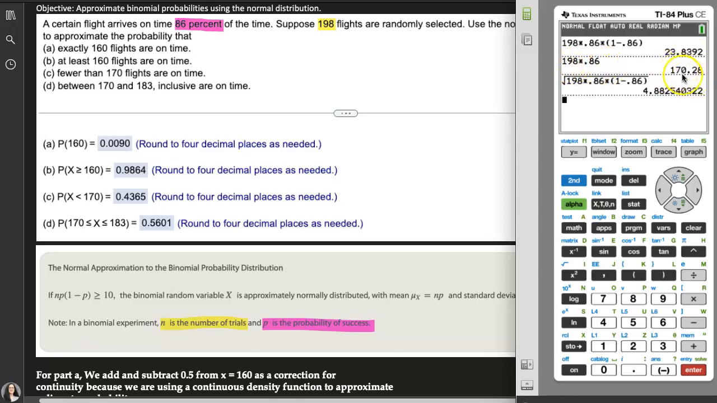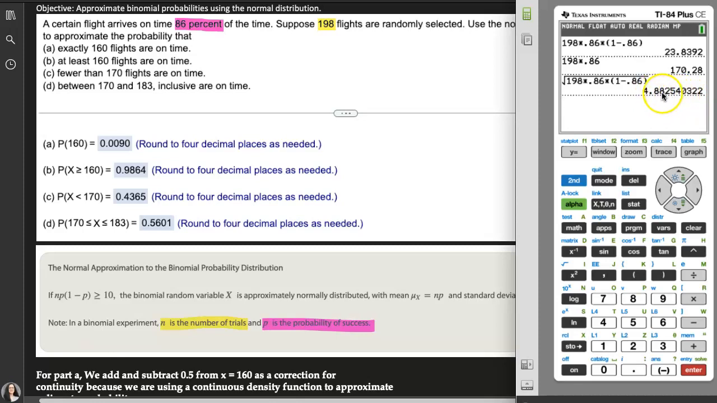N times p is the mean, so this is 170.28. I need to hold on to that value. And the standard deviation is the square root of the condition, actually, if you look at it like that. And we have 4.8825. That's the value we'll use for our standard deviation.